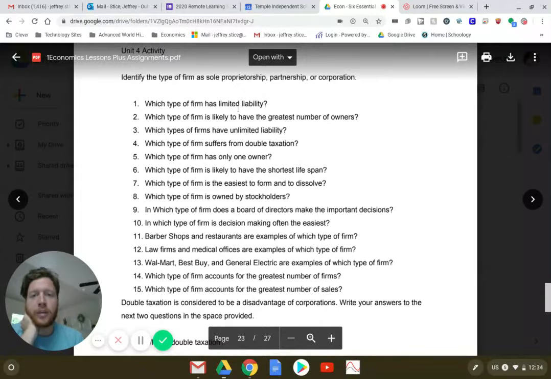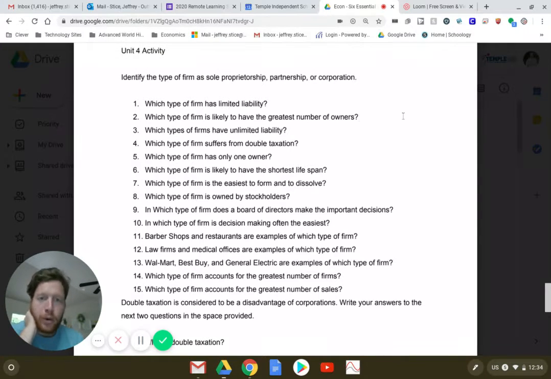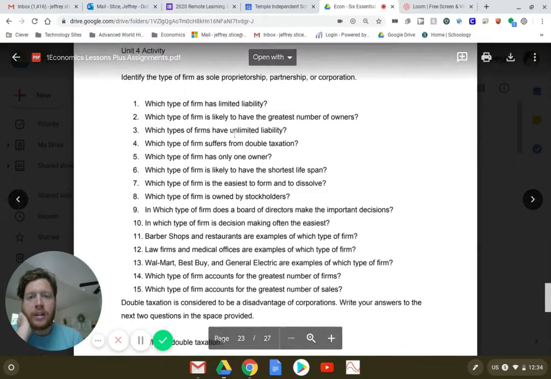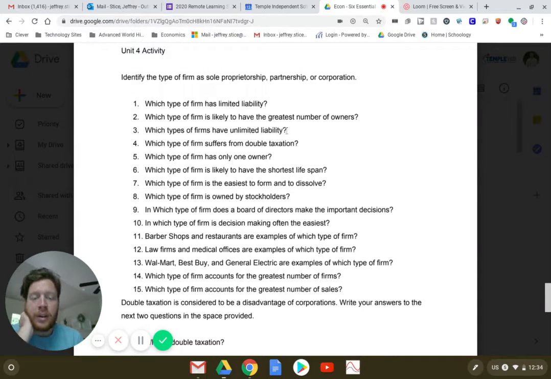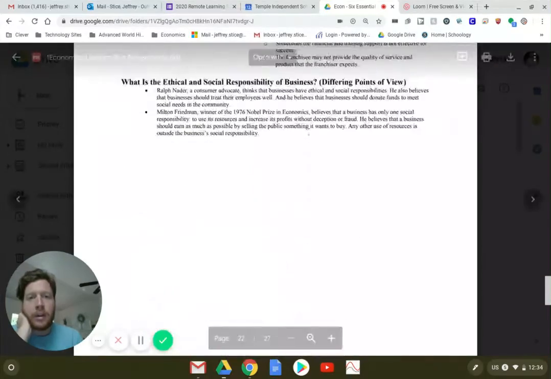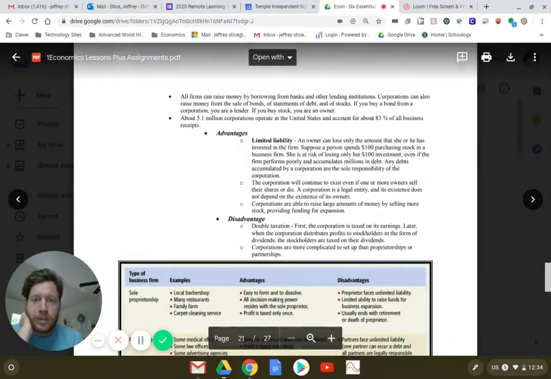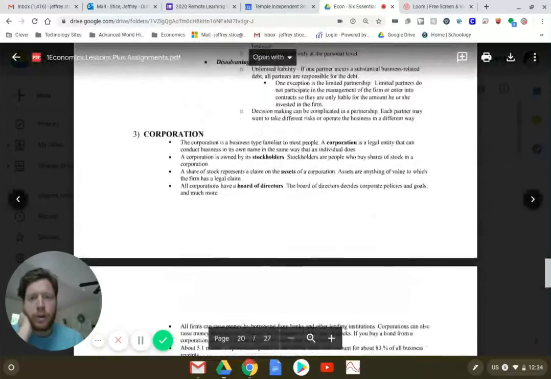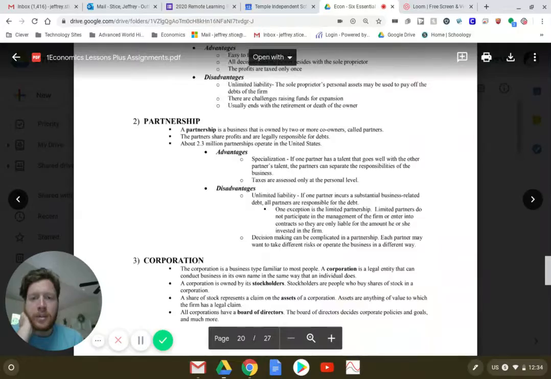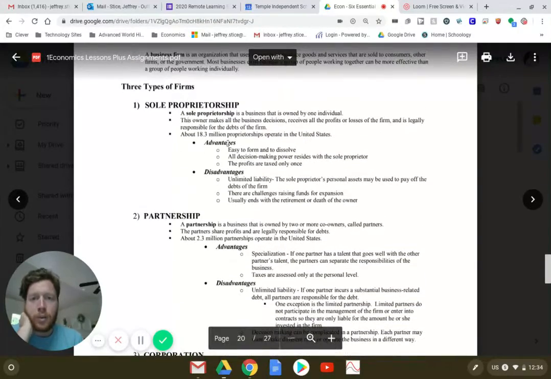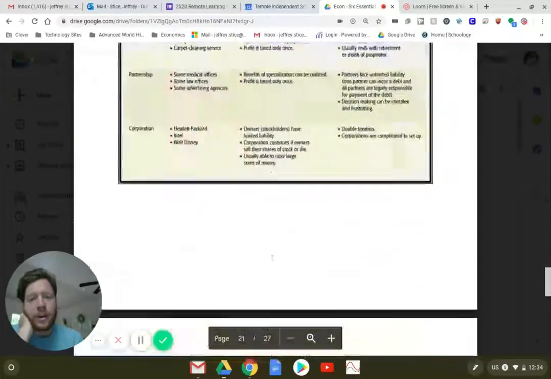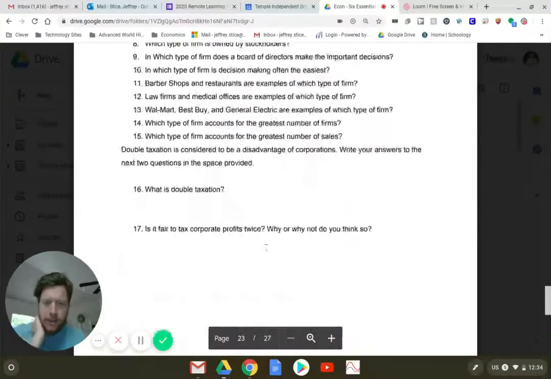You just say which type of firm has limited liability, and you would put corporations. Which type of firm is likely to have the greatest number of owners? Again, that's corporations. Which types of firms have unlimited liability? That would be whatever the chart says about liability. Okay. Limited. So a corporation has limited, and then unlimited liability is a sole proprietorship and a partnership. They both are very liable for all their losses.